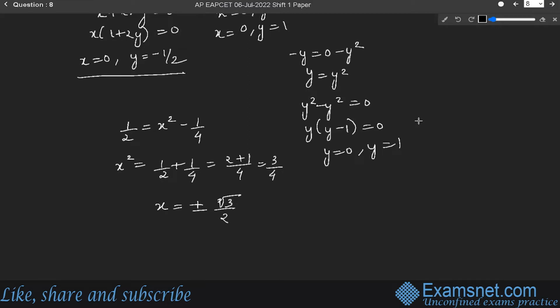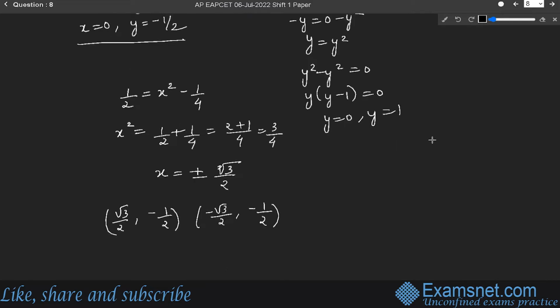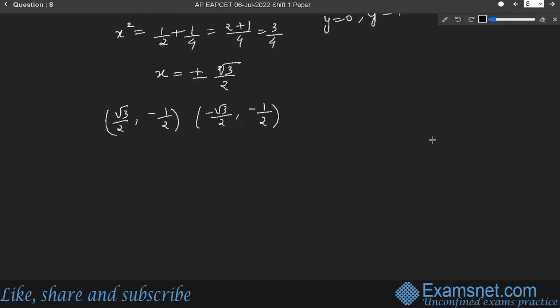Since x square is equal to 3 by 4, x will be equal to plus minus root 3 by 2. If x is equal to plus root 3 by 2, then y will be equal to minus 1 by 2. Similarly, if x is equal to minus root 3 by 2, y will also be minus 1 by 2.